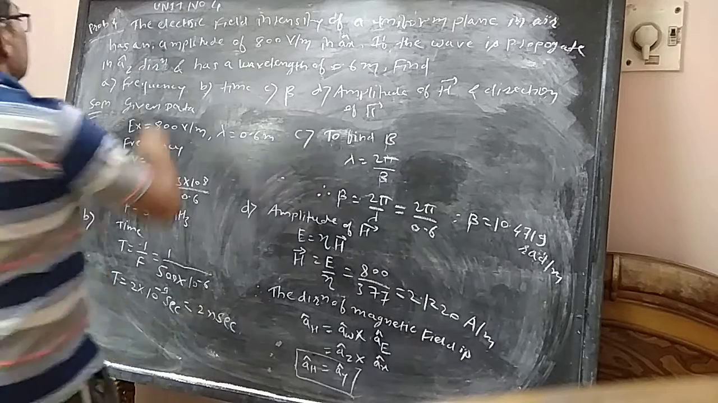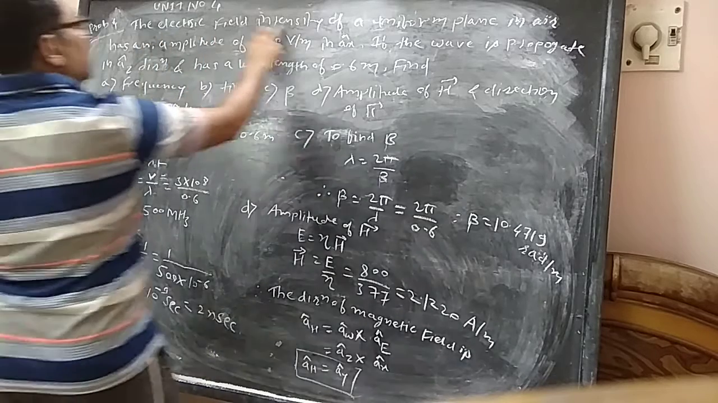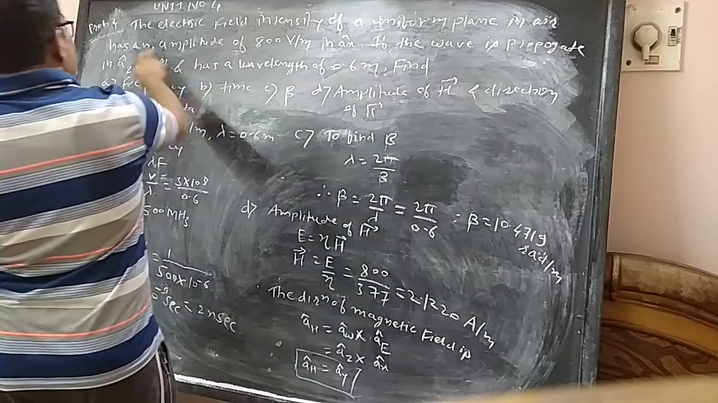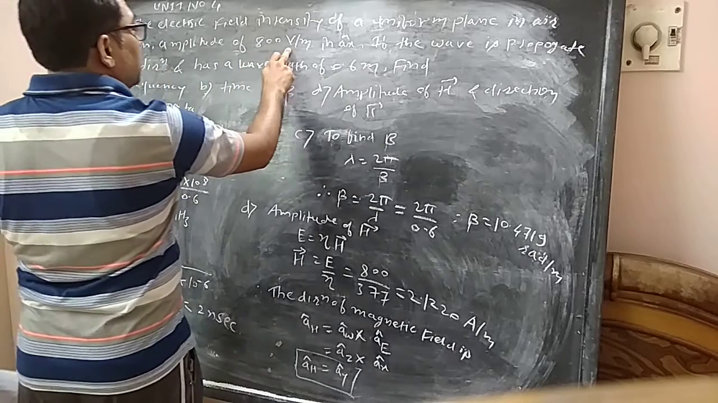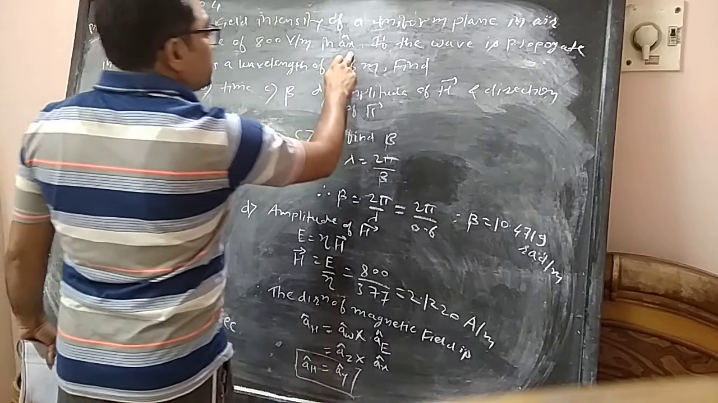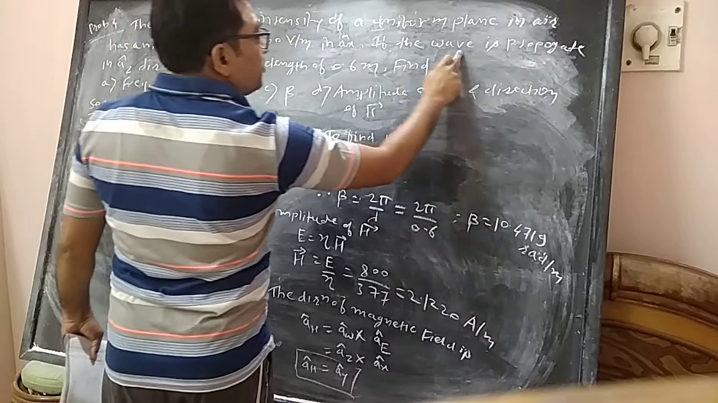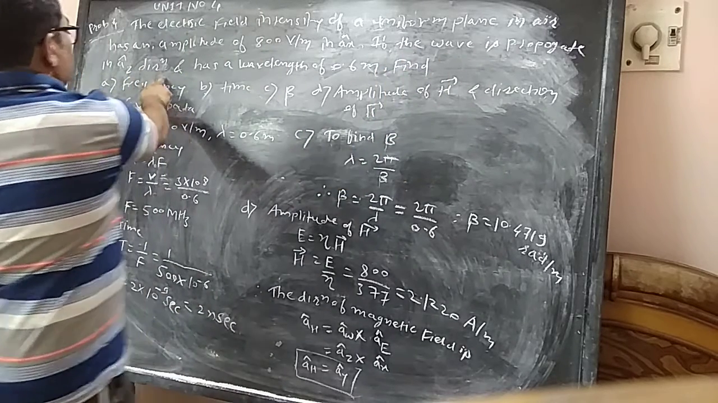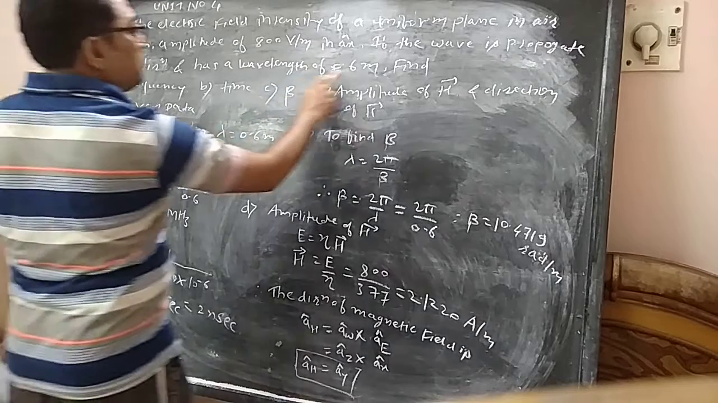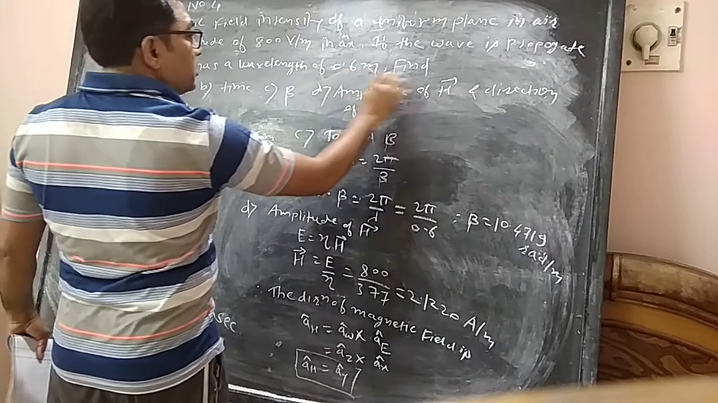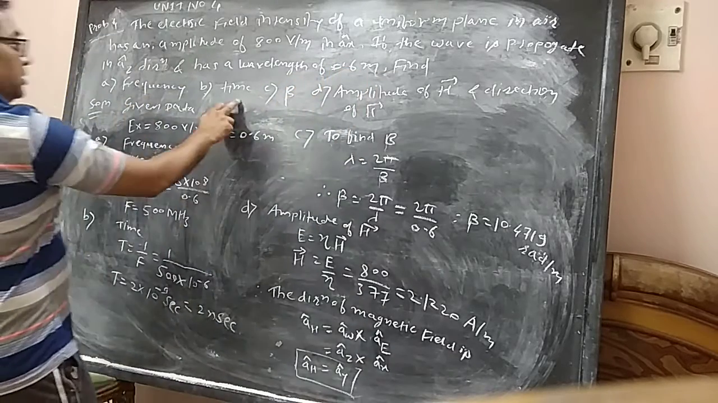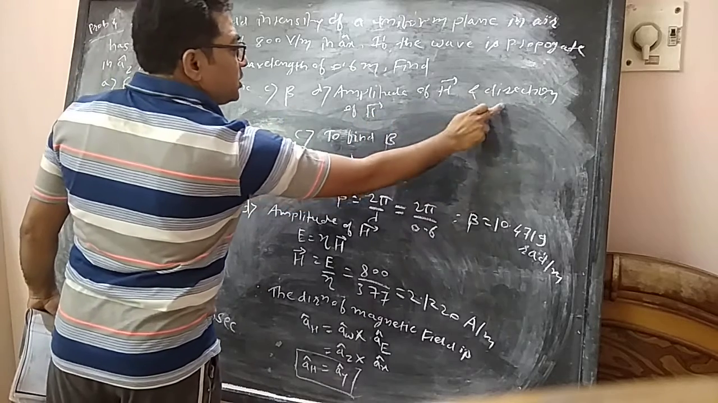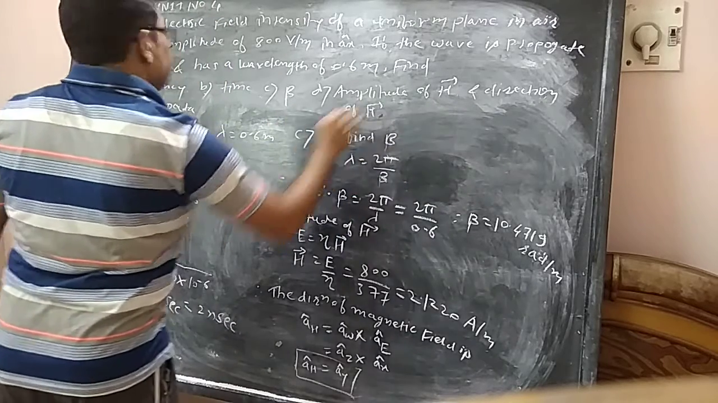The problem number 4 is: the electric field intensity of a uniform plane wave in air has an amplitude of 800 volt per meter in x direction. If the wave is propagated in z direction and has a wavelength of 0.6 meter, find frequency, time, beta, that is phase constant, and amplitude of H vector and direction of H vector.